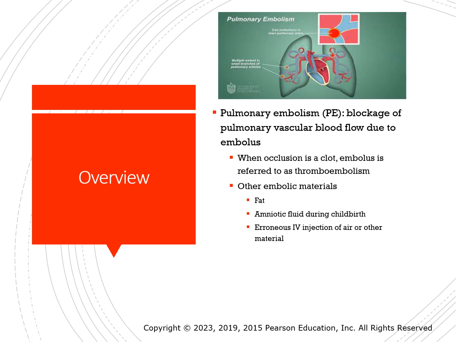Pulmonary embolism results from blockage of pulmonary vascular blood flow due to an embolus, an occluding particle. When the occlusion is a clot, it is referred to as a thromboembolism. These form in the venous system and are carried into the pulmonary vasculature. Other embolic materials include fat, usually bone marrow released during a fracture or from liver trauma, amniotic fluid during childbirth, or erroneous IV injection of air or other materials.